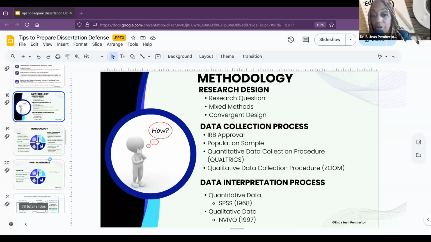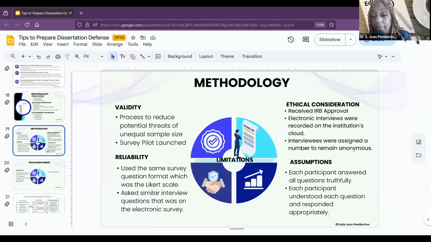There are some other things that you could talk about in methodology, and that could be the validity of your process. That is important. Why your research is reliable, the ethical considerations that you used, and the assumptions that you used.